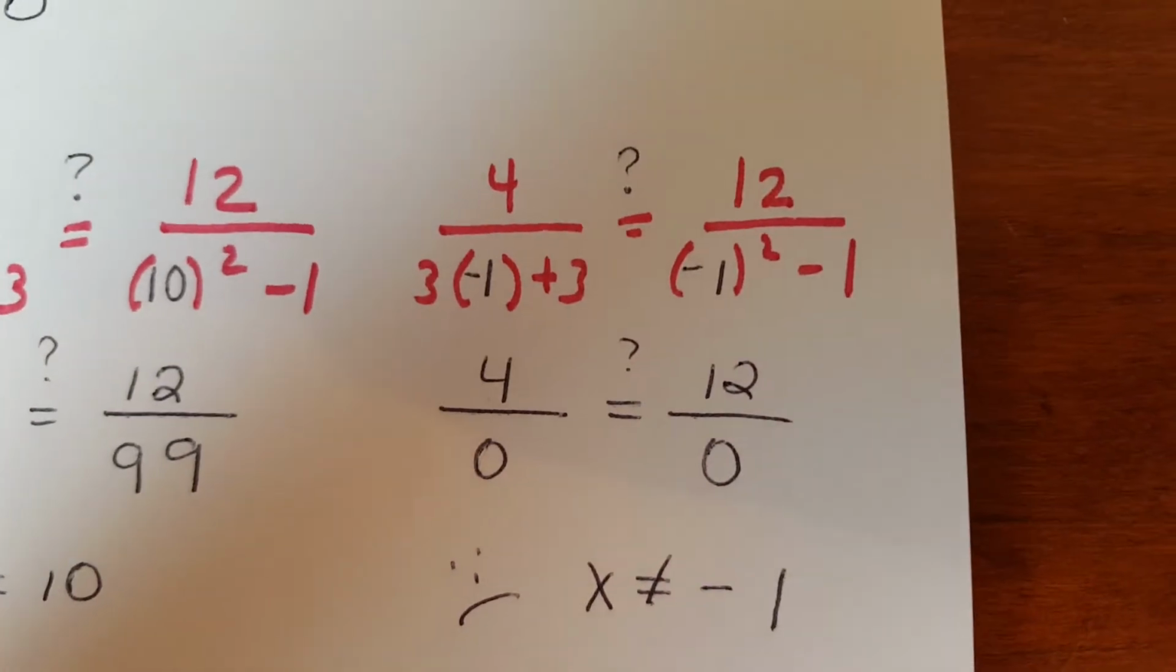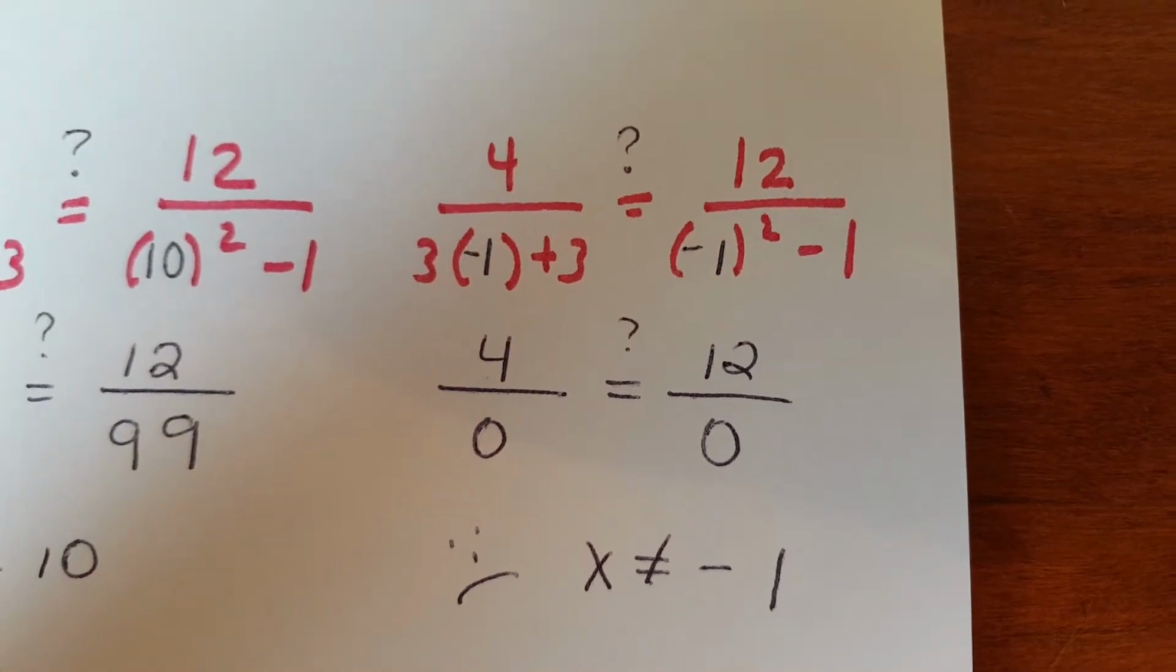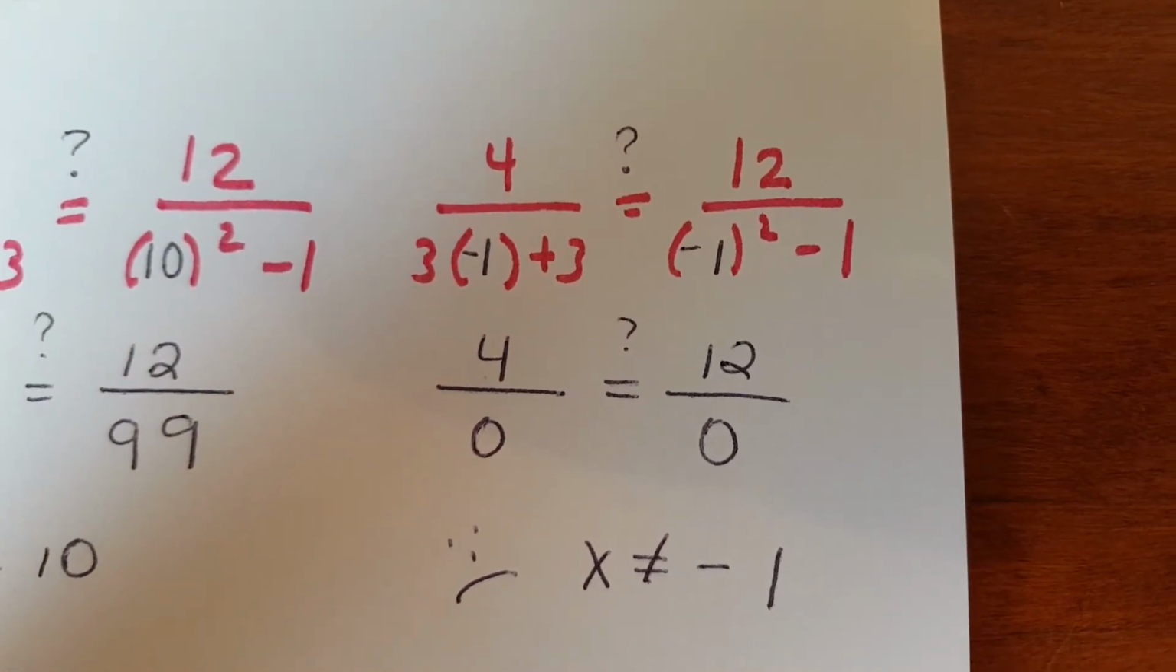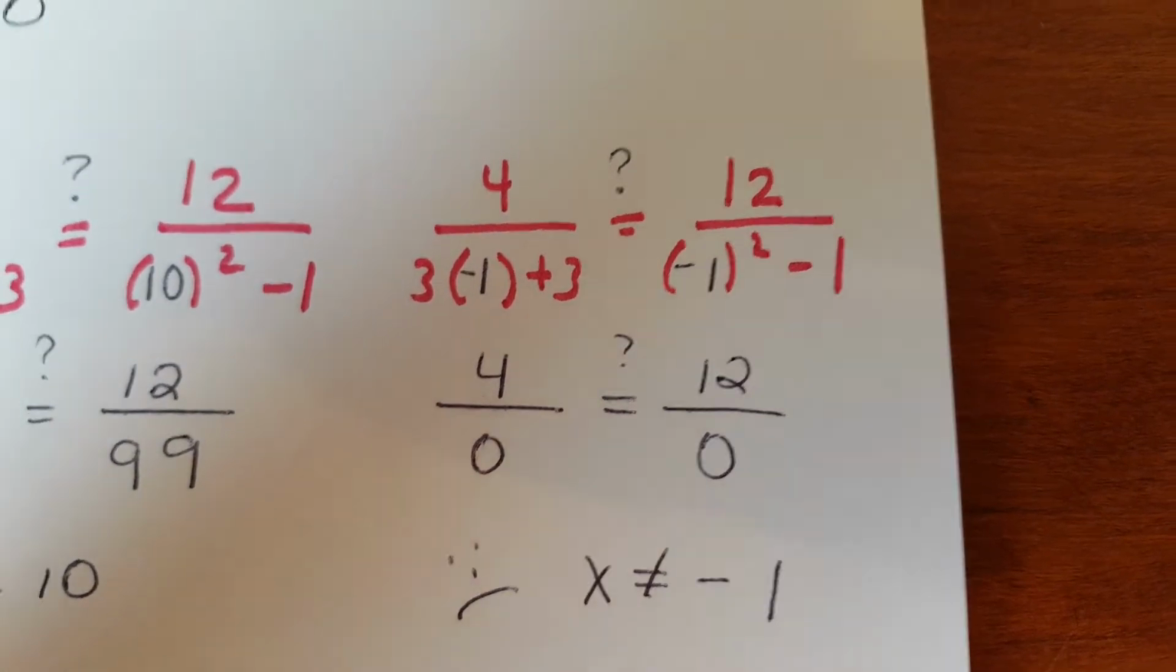When I plug in negative 1, I get 0 in the denominators. We can't divide by 0. Enough said. X does not equal negative 1. That is an extraneous solution. Now I'm going to move right ahead to type 2.